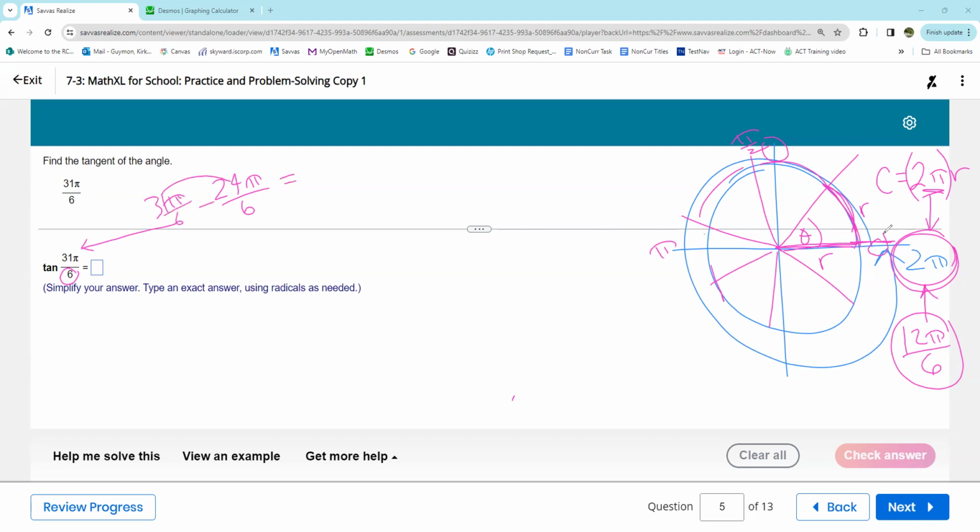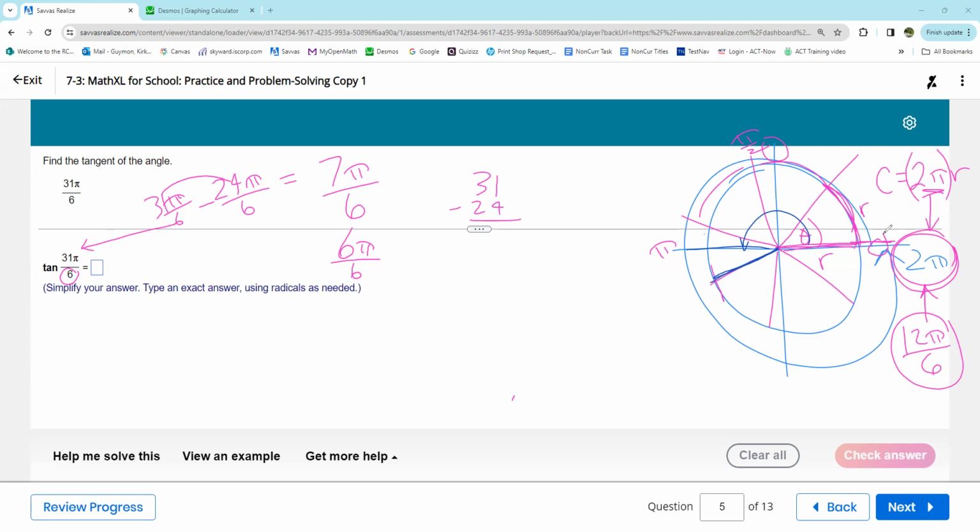31 minus the 24, if I'm not mistaken, that's 7. 31 minus 24. 24 plus 7, we get back to 31. So 7 pi over 6. And where is 7 pi over 6? I'm thinking of it as 6 pi over 6, that's 1 full pi. And so that would be like a full pi, I'd end up right there, but I've got to go another pi over 6. So it's right in there, right over there.